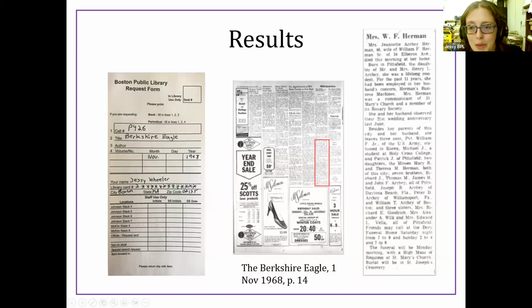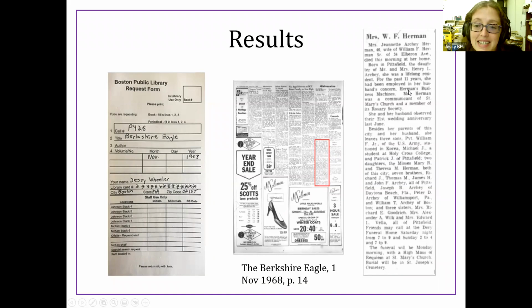So we're going to pull the microfilm for you. You're going to take a look at it and see if you can find it. And lo and behold, there it is. So the obituary for her is located in the Berkshire Eagle on November 1st, 1968 on page 14. And as you can see here, the headline lists her as Mrs. W.F. Herman. So that's why it's important that we know married women's husbands' names, because the headline does indeed list her under her husband's name.